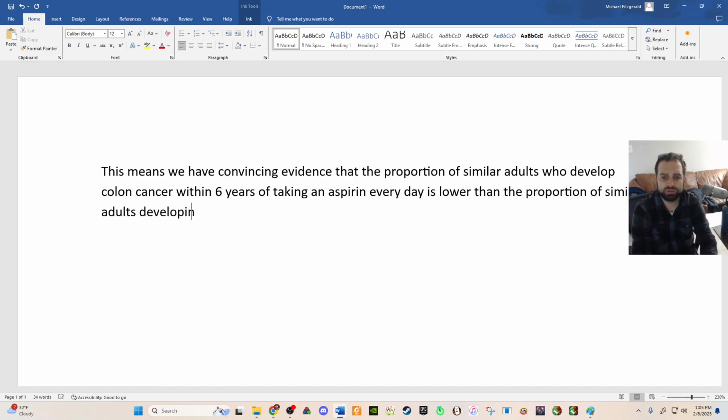Similar adults developing colon cancer without.